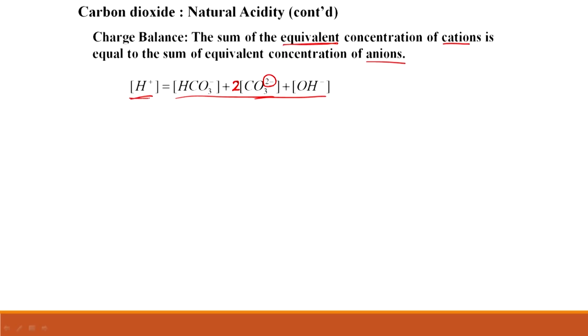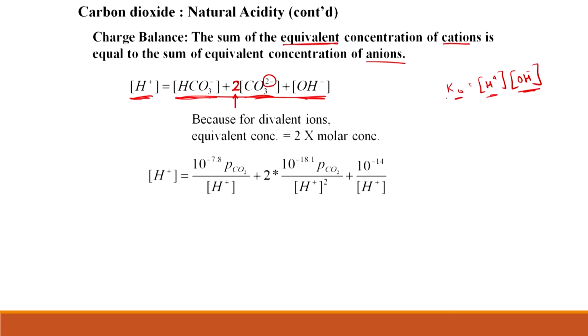Anyway, we want each term in terms of H plus. HCO3 minus we converted in terms of PCO2 and H plus, same case with CO3 2 minus. But as I mentioned, if you understand some chemistry, you can neglect this term in this context. And for OH minus, we know that Kw is equal to the concentration of H plus into the concentration of OH minus, right. So, you can get OH minus in terms of Kw and H plus. Anyway, for divalent ions, 2 times equivalent concentration is 2 times molar concentration, that is pretty obvious.